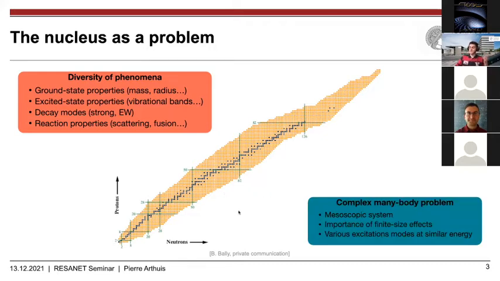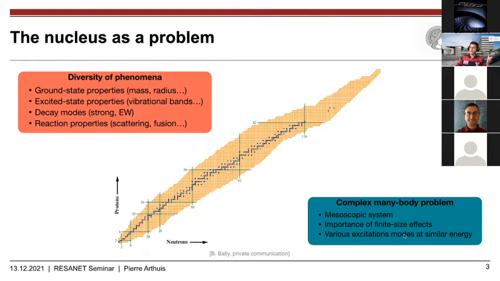It's a mesoscopic system, so apart from very light nuclei, you can't really work with few-body methods in the first place. But at the same time, we don't have enough nucleons, even at the level of the heavier nuclei, to be able to use statistical physics methods. And so we have this importance of finite size effects that makes it a complex problem to tackle. And at the same time, and that is something that makes nuclear theory very different, for example, to what our colleagues in quantum chemistry have to face.